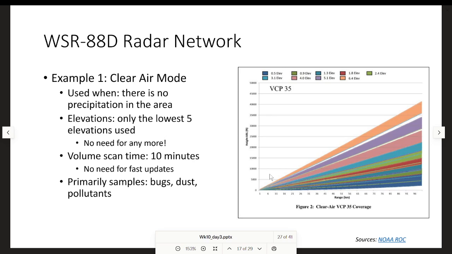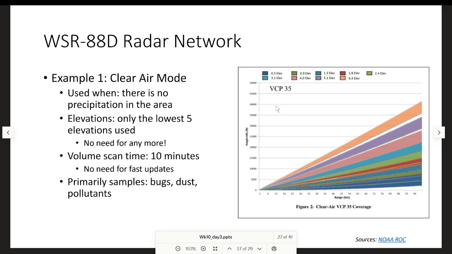Clear air mode. This is just regular mode when there's no precip in the area. They only scan the lowest 5 elevations because they don't need any more, and it takes 10 minutes to scan. There's not really a need for fast updates, so it takes its sweet time. And usually in these, you can get bugs, dust, and pollutants.